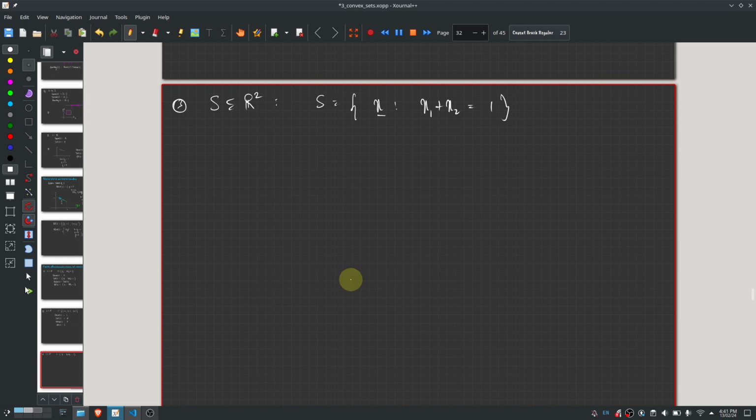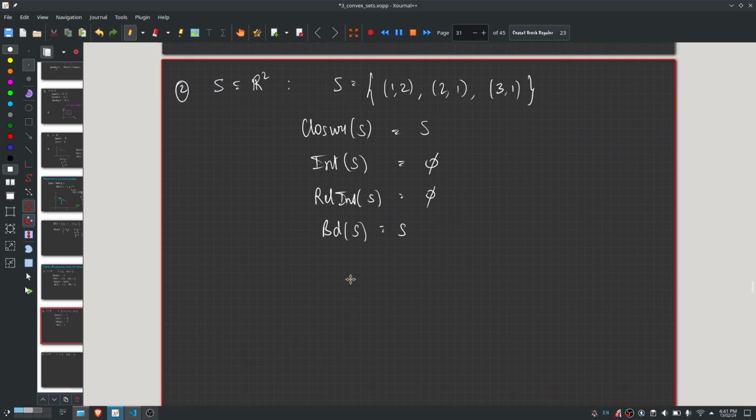Okay, let's look at another example. Set of all x such that x1 plus x2 equal to 1. Okay, what would the affine hull be? What points are these? Yeah? Yep. So do these 3 points lie on a straight line? They don't, right? So the affine hull would be equal to R2.